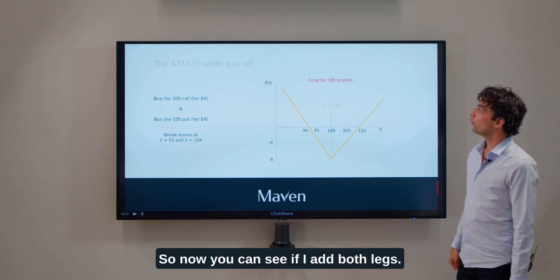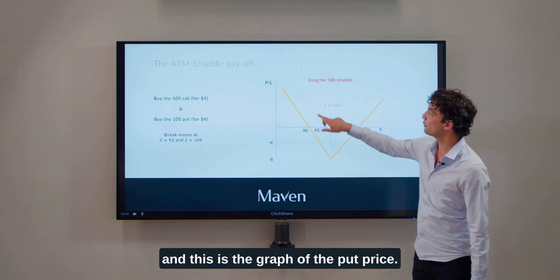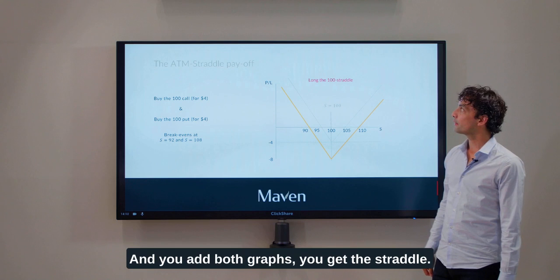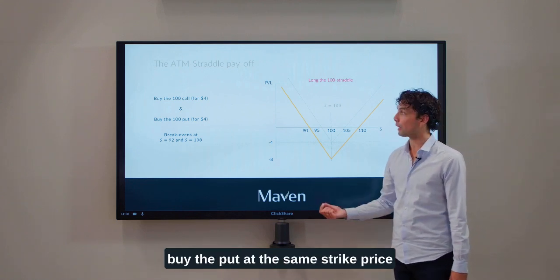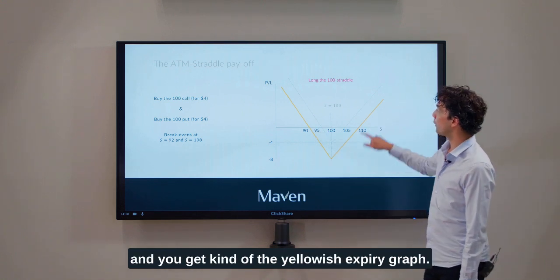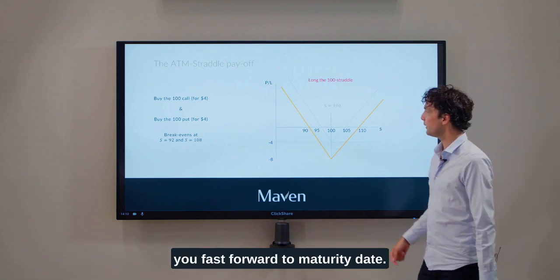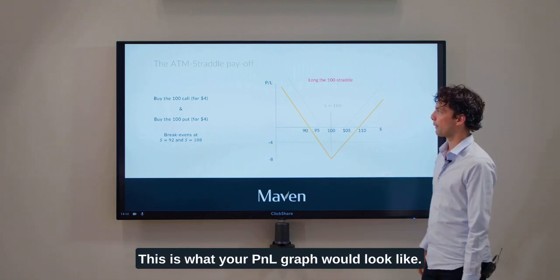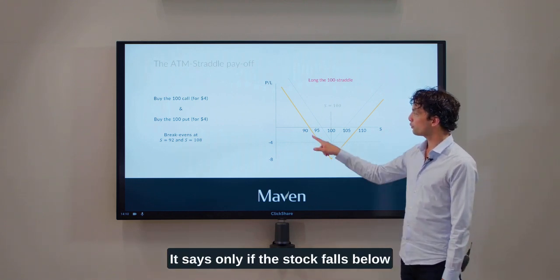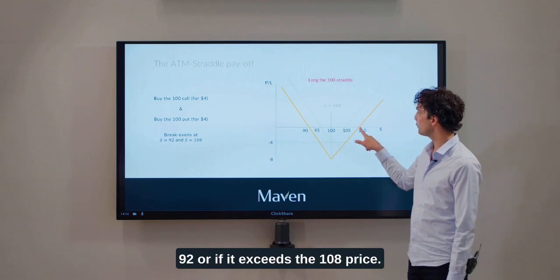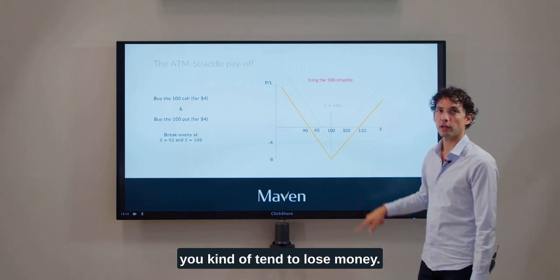So now you can see if I add both legs, so this is the graph of the call price and this is the graph of the put price, and you add both graphs, you get the straddle. The straddle says you buy the call and you buy the put at the same strike price, and you get kind of the yellowish expiry graph. If you wait until expiry, you fast forward to maturity date, this is what your P&L graph would look like. So you can already spot two break-even points. It says only if the stock falls below 92 or if it exceeds the 108 price, that's where you make money. Otherwise, if you stay within this triangle, you stand to lose money.